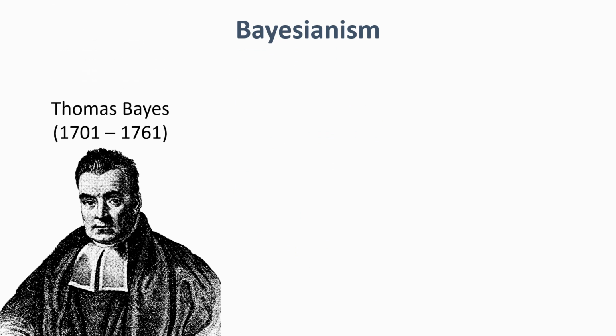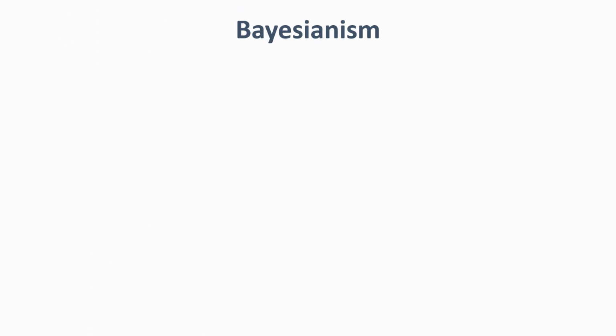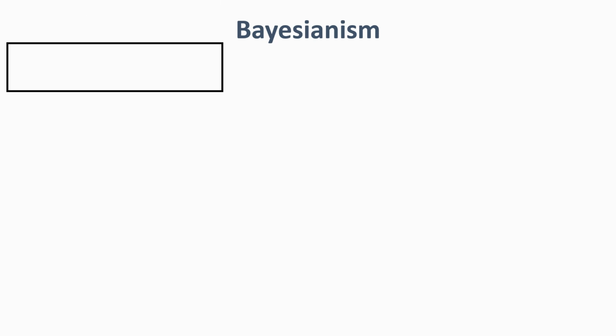Bayesianism is named after Thomas Bayes, whose formula is the core of Bayesian thinking. First, let's take a look at some laws of probability and see how we can arrive at Bayes' formula from there. Let's assume that we have a box in which we have balls.